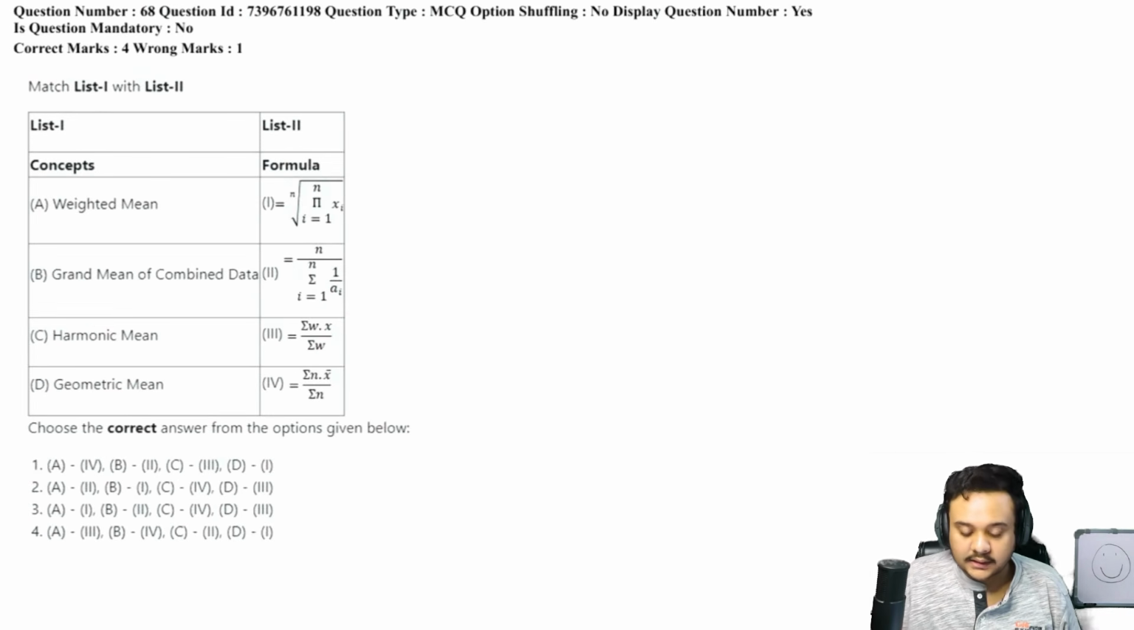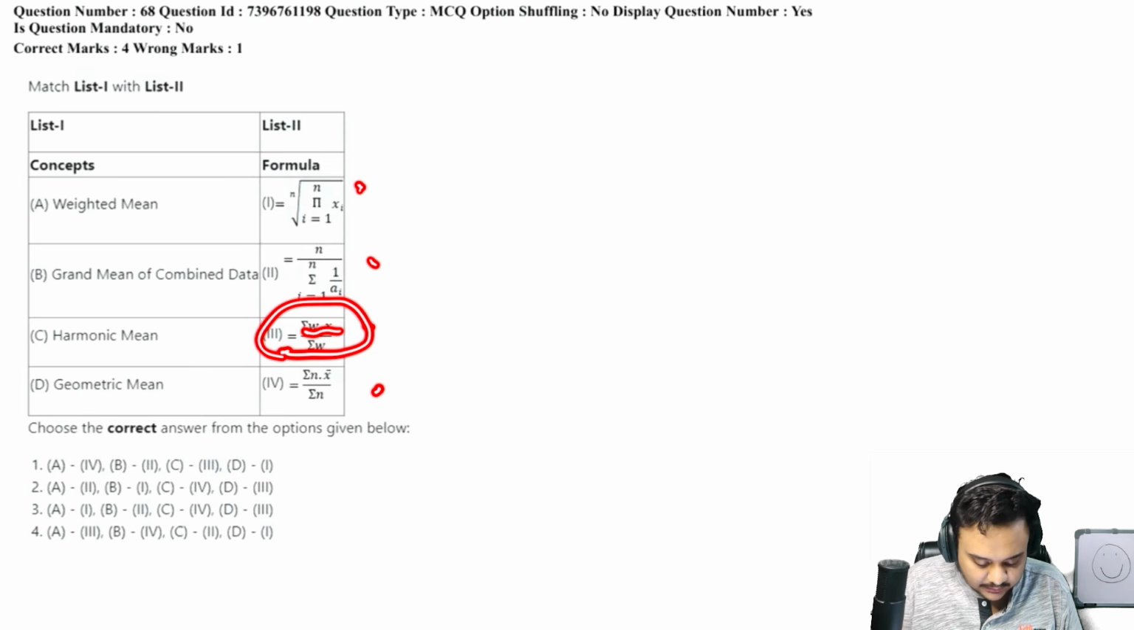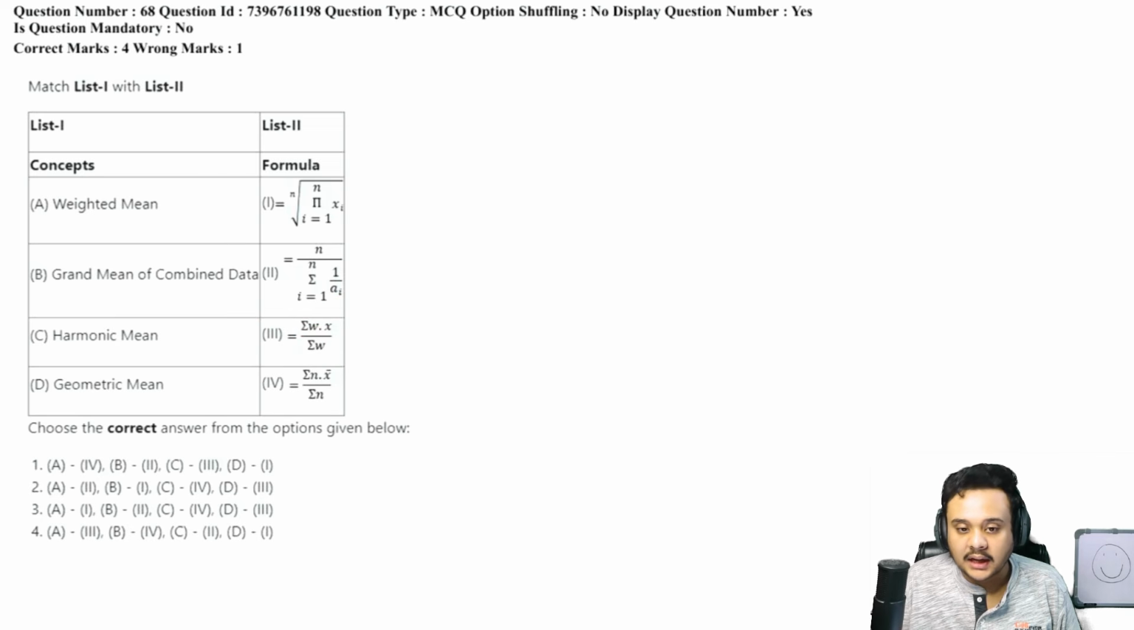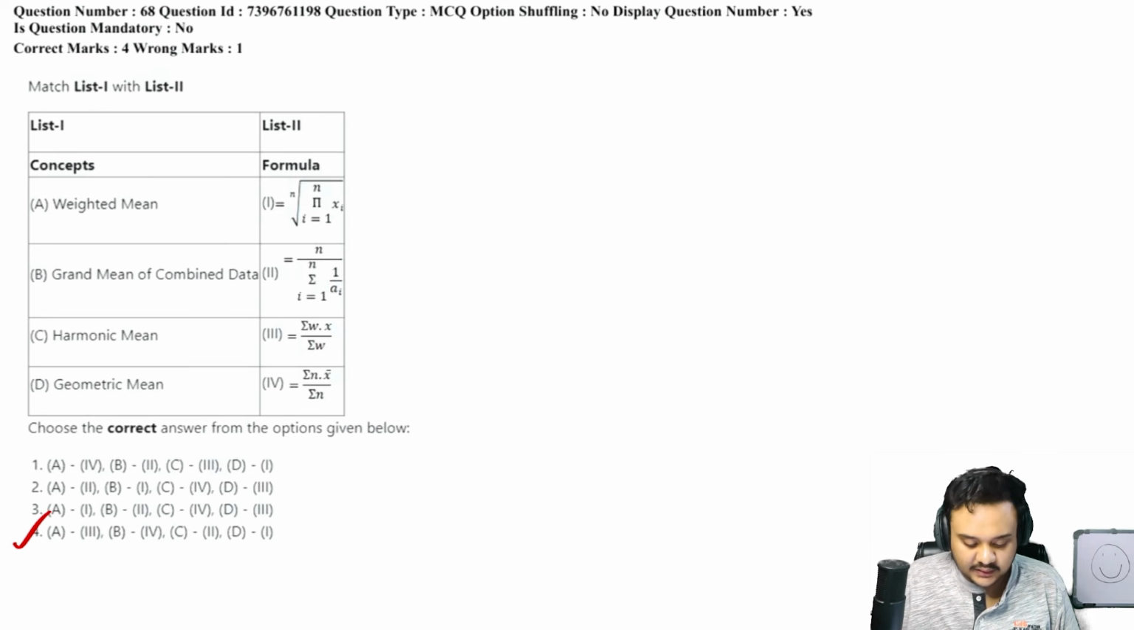Then the 68th question, this is also very easy. Just take your time and read the options carefully. If you just look at it and you get panicked, then you will find it difficult. But it is a very easy question. Weighted mean, just read every option one by one. You will see clearly the weights are multiplied in the numerator, and then we are dividing it with the summation of the weights. So A is matched with 3, and just by that you'll get your answer. A is matched with 3.